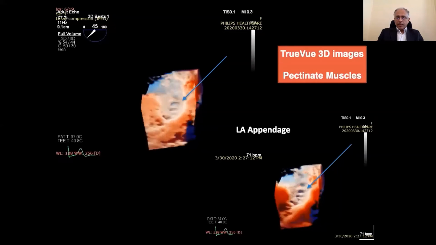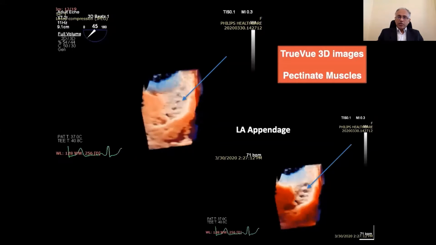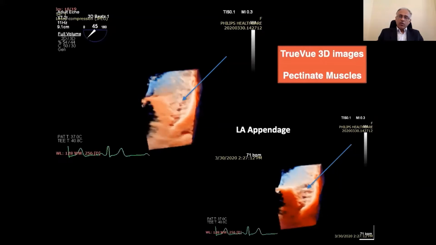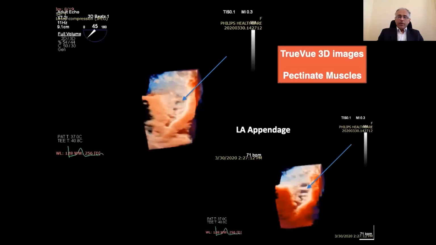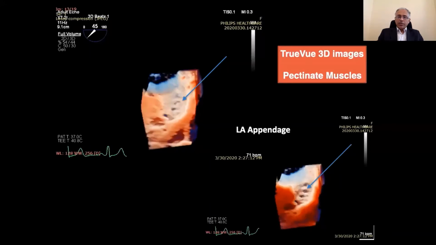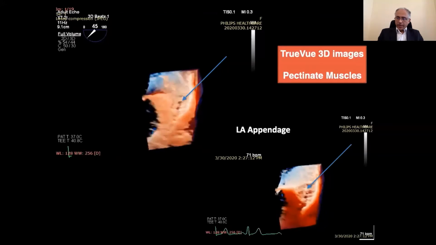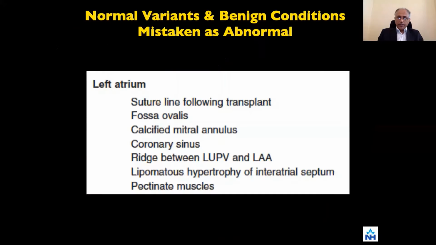So comb-like structure. That is how the pectinate muscles look. It gives us very clear confidence that it is not a mass if you do see it on 2D, and you can easily separate it out by using this 3D TrueView application.